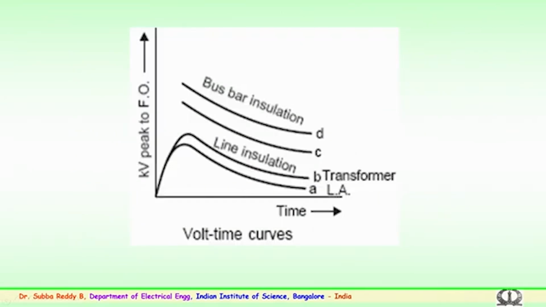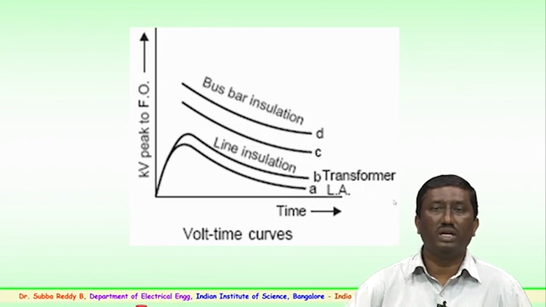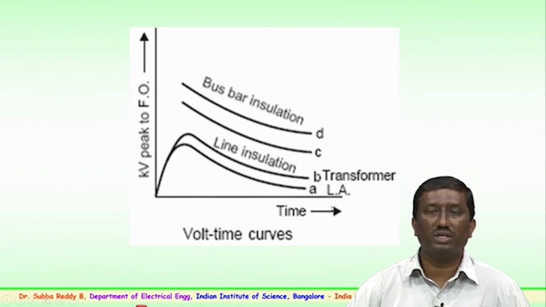This is an important insulation coordination curve which shows the kV peak of flashover voltage with the volt-time curves, versus the time. You can see that various curves are there. These are the levels of protection which are provided for the insulation level. You can see the A, B, C, D are different curves here, the insulation levels. For example, for the transformer, the line insulation will be somewhere here.